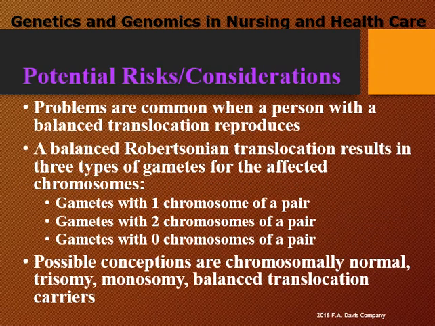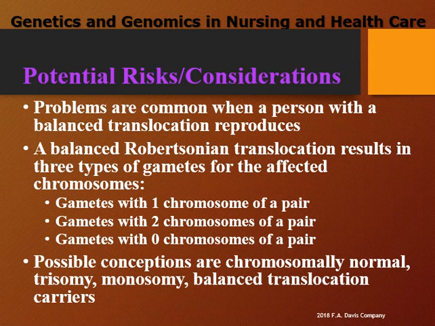So, potential risks and considerations of these translocations. Problems are common when a person with a balanced translocation reproduces. A balanced Robertsonian translocation can result in 3 types of gametes, actually 4, because 1 would be normal for the affected chromosomes. So you've got gametes with 1 chromosome of a pair, gametes with 2 chromosomes of a pair, gametes with 0 chromosomes of a pair. Possible conceptions are someone who is chromosomally normal, a trisomy, a monosomy, and a balanced translocation carrier.